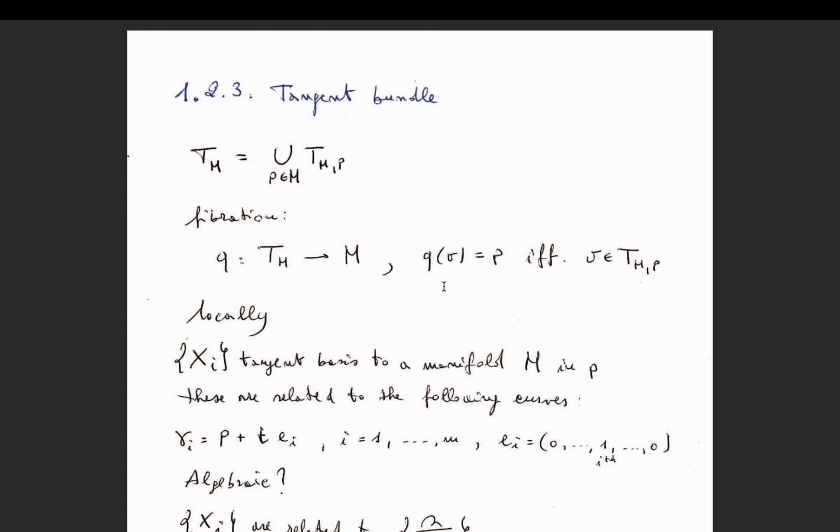Now there's a natural map called fibration, which goes from the tangent bundle to the base manifold. This map acts like this: q of v is equal to p if and only if v belongs to T_pM.